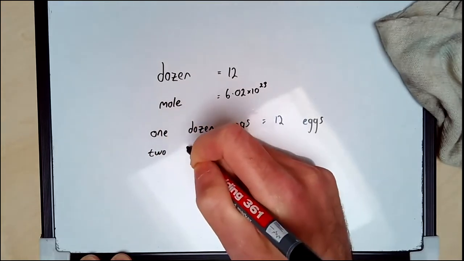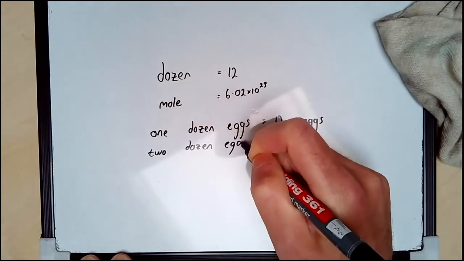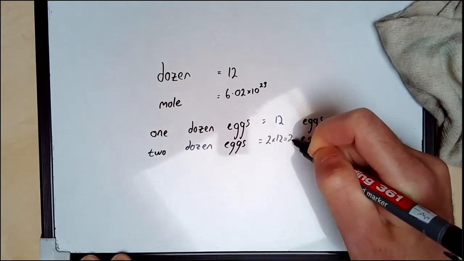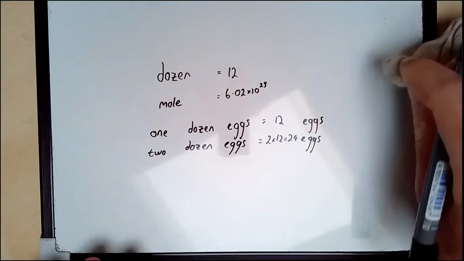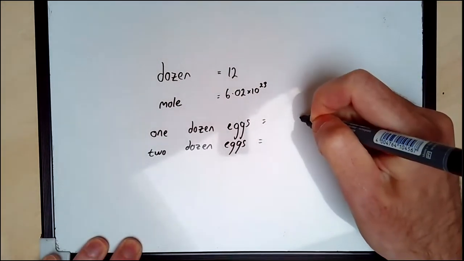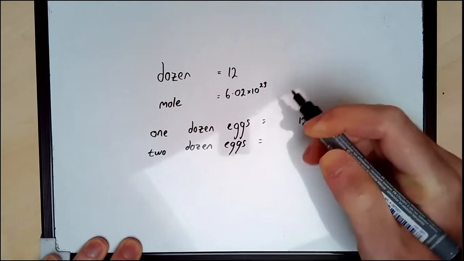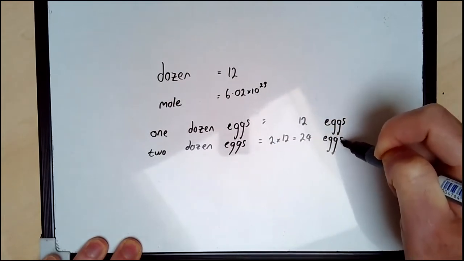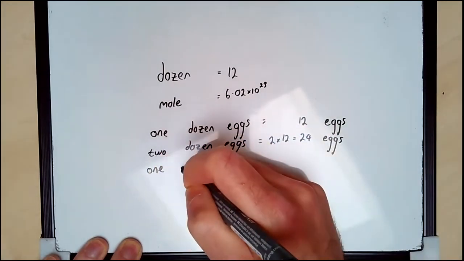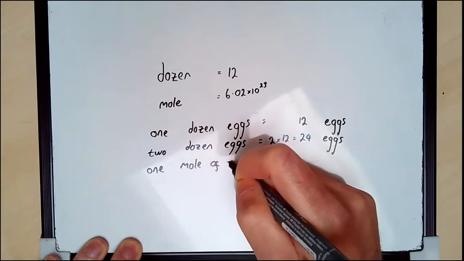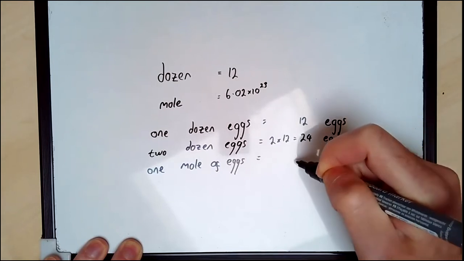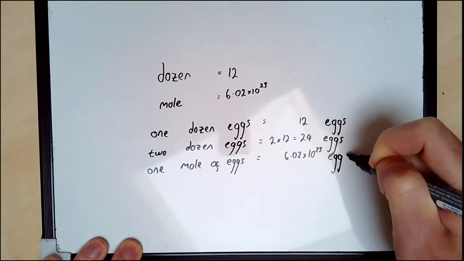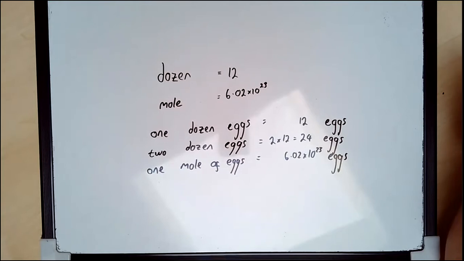Two dozen eggs equals 2 times 12 eggs, which equals 24 eggs. I'll lay that out really nicely for you. So here you have 12 eggs. Here you have 2 times 12, 24 eggs. One mole of eggs equals 6.02 times 10 to the 23 eggs. Now, obviously, that is a ridiculously large number of eggs.